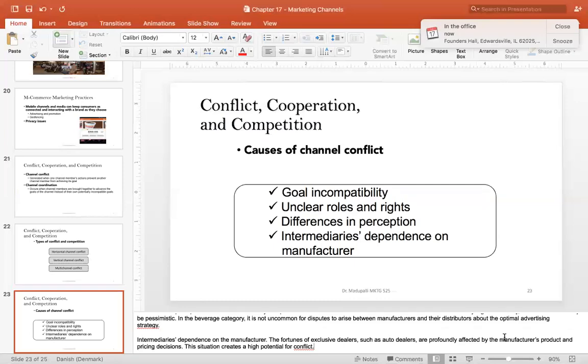Intermediates' dependence on manufacturers. The fortunes of many dealers, the survival of many dealers, depend on the manufacturer. In those circumstances, channel conflict will arise a lot, because your survival as a retailer is totally dependent on how good or bad the products are that the organization comes up with, and how much money they spend on marketing, such that consumers are aware of the products and they come to you. That matters a lot. So these are the four causes of channel conflict.